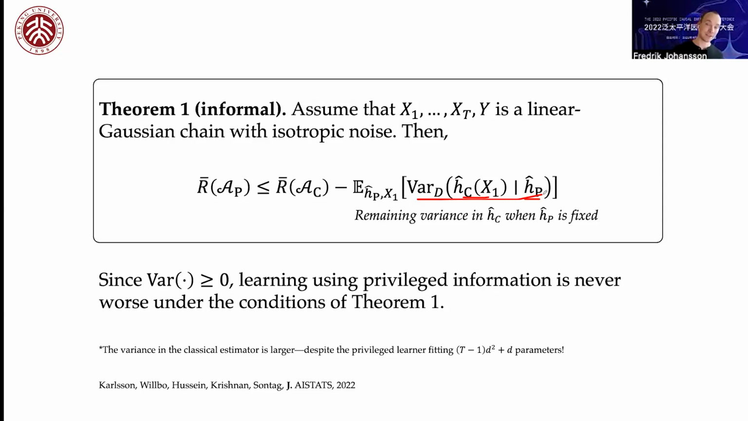If this variance is greater than 0, then we have a gap. Then privileged learning is strictly better. Of course, the variance cannot be negative, so we're never worse using the privileged estimate than the classical one. It might be a little bit surprising, this result, because the privileged learner fits t-1 transition matrices. So that's t-1 times d squared parameters plus just the vector of predictions at the end. So that's plus d. Whereas the classical estimator fits only d parameters. Yet we have better variance using the privileged learner.